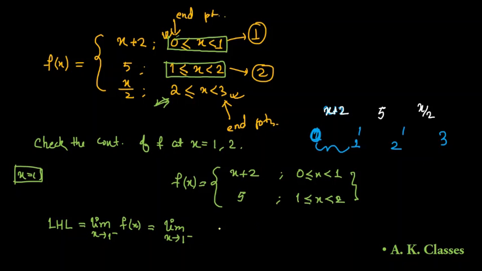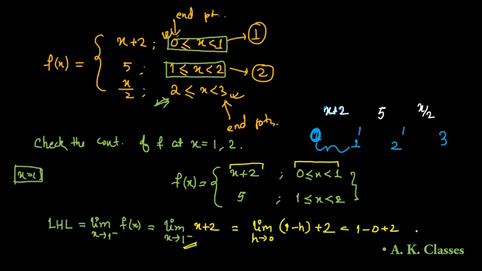Okay, fine. x plus 2. Why? Because 1 negative means lesser than 1, and for this condition the function is x plus 2. So here we just need to replace x with h, and in this case we have to write 1 minus h in place of x. Why 1 minus h? Because here we have 1 negative, that's why 1 minus h. Understood? Then simply, according to it, it will be 3.